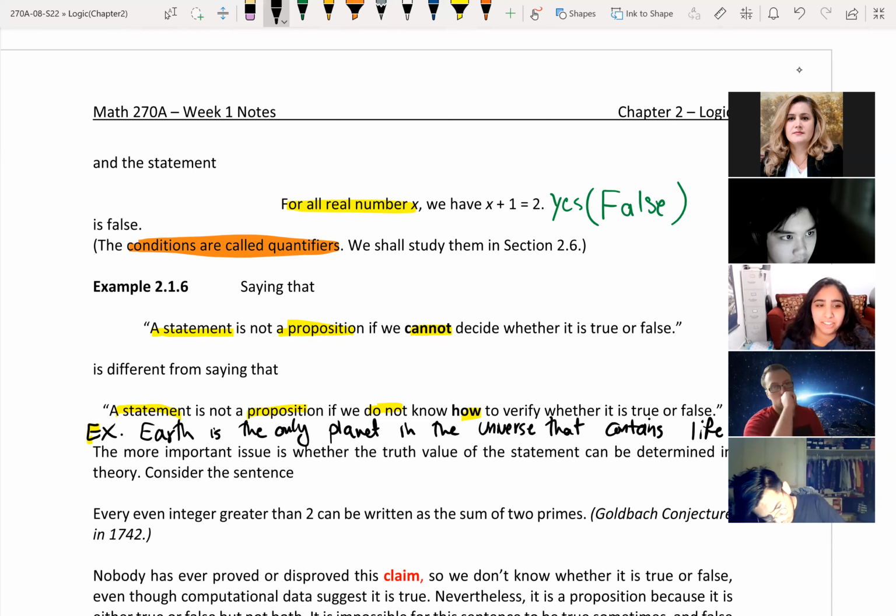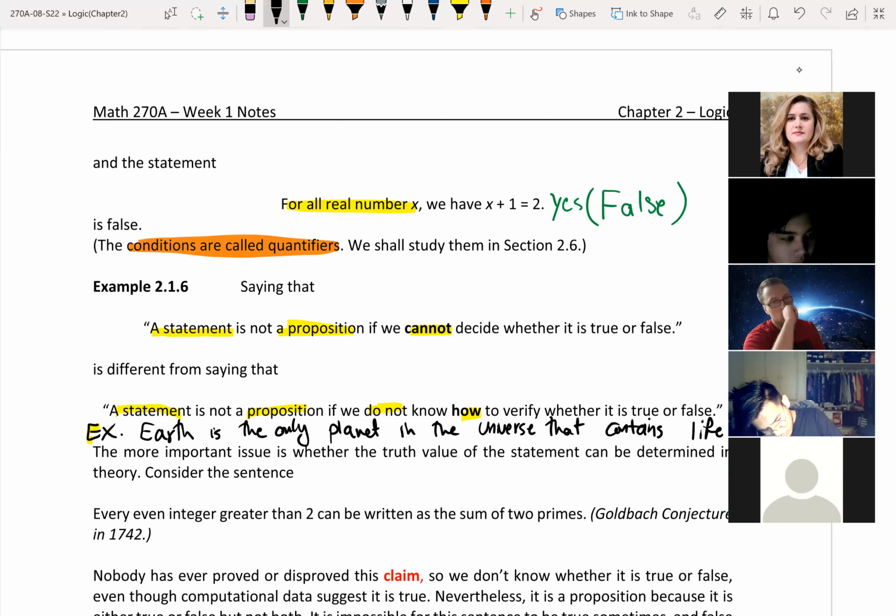So my first question, is this a proposition? Yes, because it could only be true or false. Either it is or it isn't. So it's just a kind of binary answer, because it's making a claim.